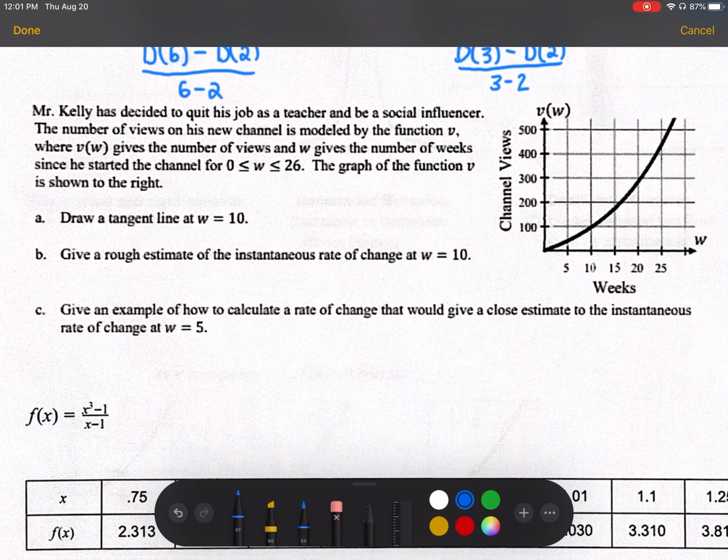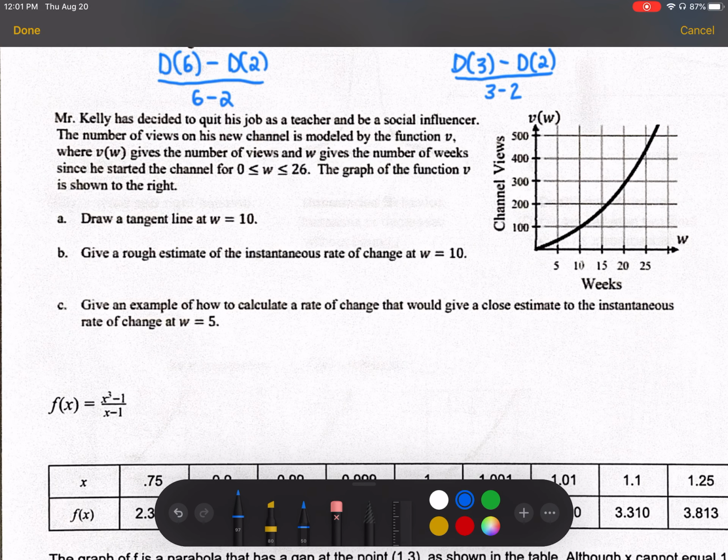So next part here, Mr. Kelly has decided to quit his job as a teacher and be a social influencer. The number of views on his new channel is modeled by the function v, where v of w gives the number of views and w gives the number of weeks since he started the channel for 0 to 26 weeks. The graph of the function v is shown on the right. So we have our graph. First thing it wants us to do is draw a tangent line at w equals 10.